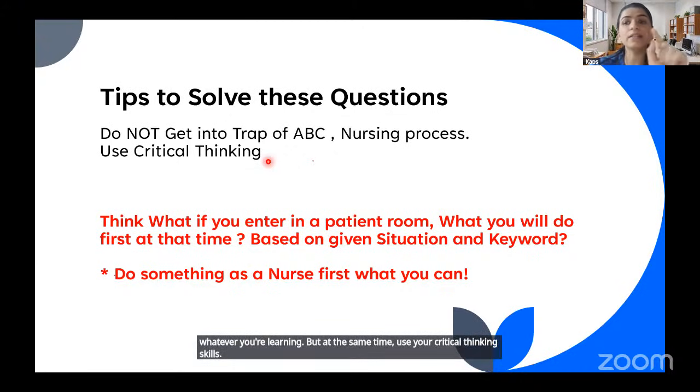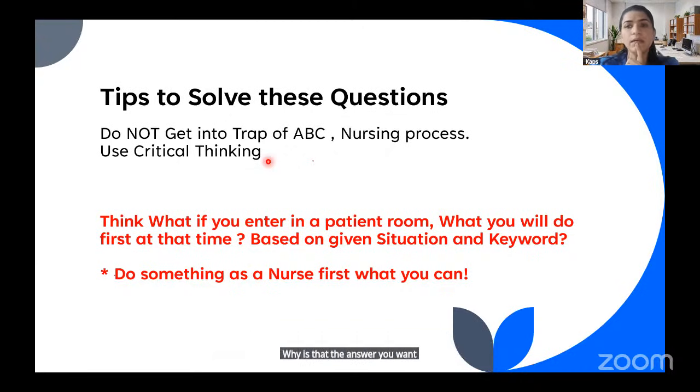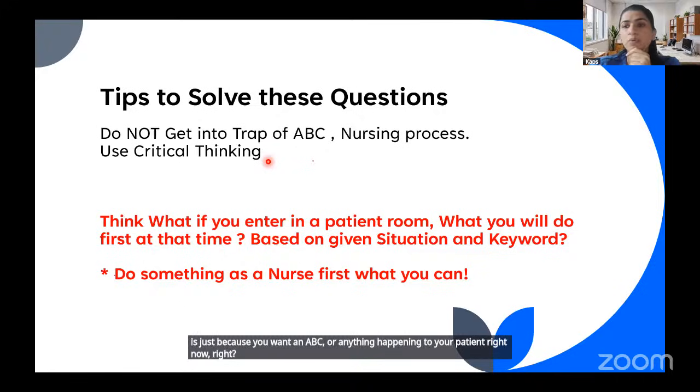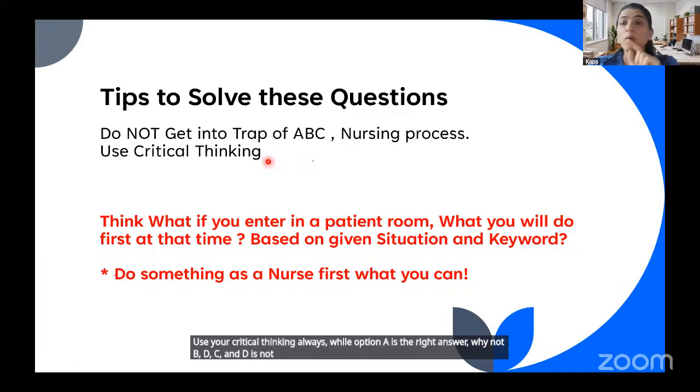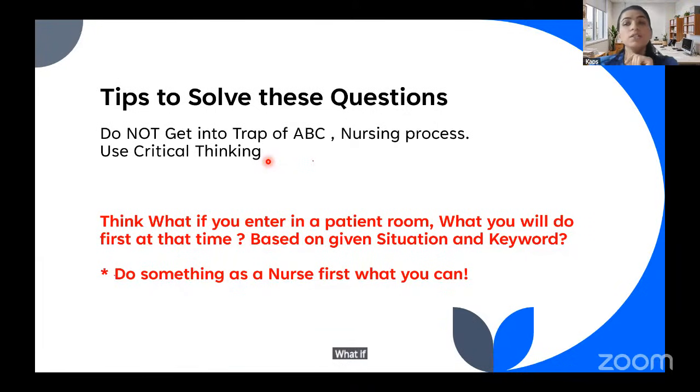Why is that the answer you want to pick? Is it just because you see an ABC issue happening to your patient right now, that's why you want to put oxygen first as the right answer? So use your brain, use your critical thinking always. Why is option A the right answer? Why are B, C, and D not the right answer? What if NCLEX changes the question in option A? Could there be a different answer as well?